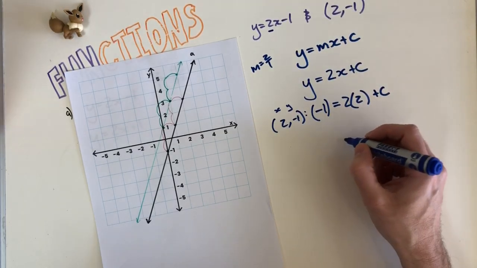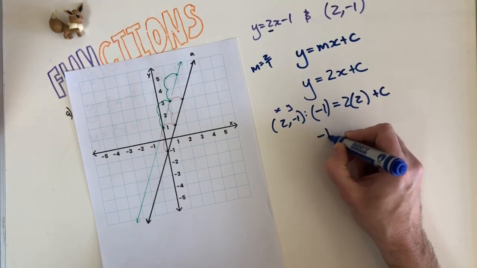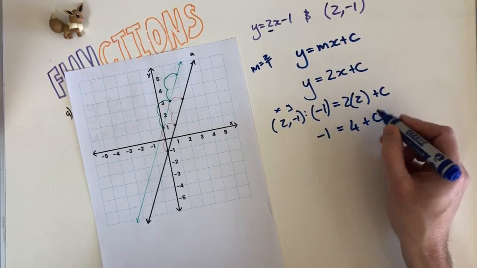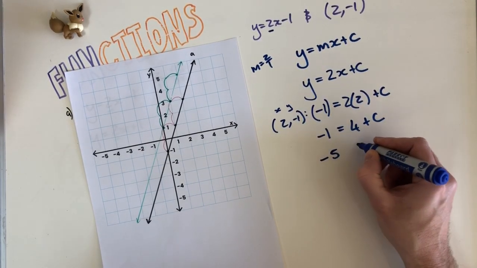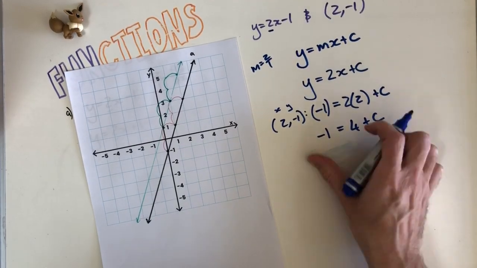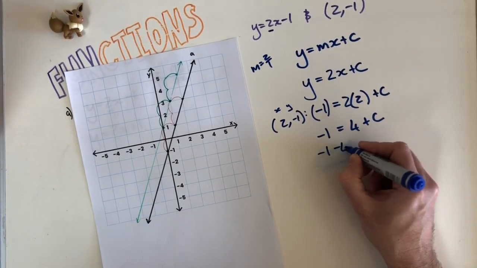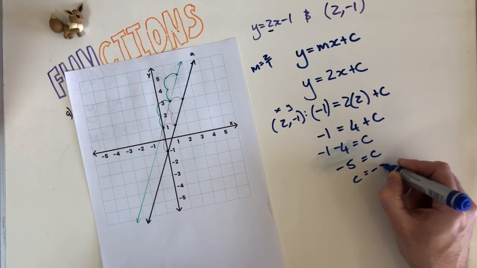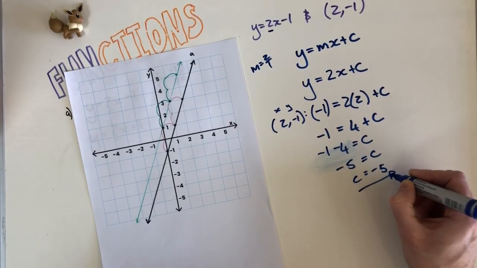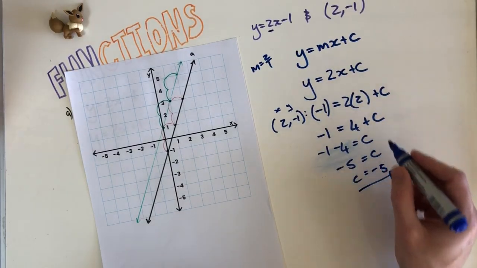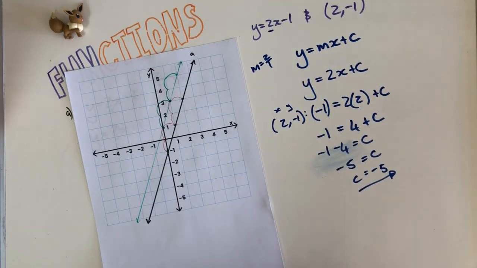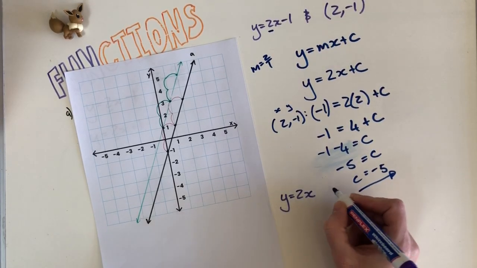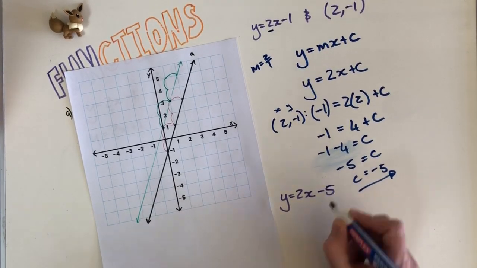So we can do all kinds of tricks here. So minus 1 is 2 times 2 is 4 plus c. I can subtract 4 on both sides, so I'll have minus 5. Well, let's just do it slower. It would be minus 1 minus 4 is c, and then minus 5 is equal to c, or c is equal to minus 5. So now I know after I've done this, the equation that I can write down is y is equal to 2x minus 5.